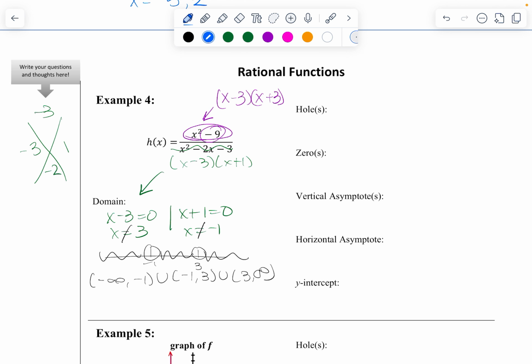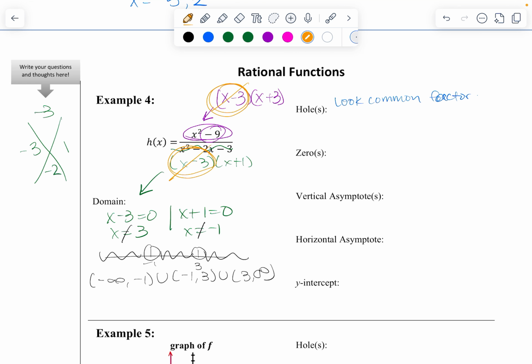To find a hole, hopefully you can fill in the blank. To find a hole, we look for those common factors in both the numerator and denominator. So do we have any? We see x minus 3, x plus 3. Here's x minus 3, x plus 1. x minus 3 is our common factor. So this is where we're going to see a hole.